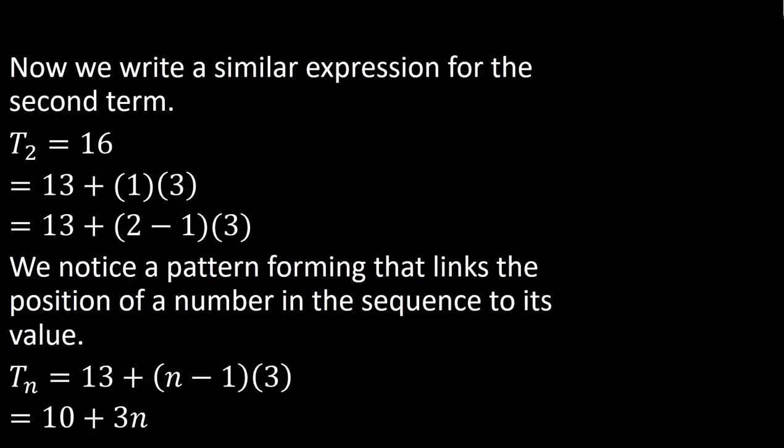And hopefully it will start making sense as you look at term 2. We're going to now write a similar expression for the second term, which is 16. 16 is 13 plus 1 times 3. So there's my common difference, and if I times that by 1, I'm going to end up with 3. 3 plus 13 will give me 16. I can rewrite 1 as the term position, which is 2, minus 1. So (2 minus 1) times 3 will still give me the same value as 1 times 3, of course. So we'll start noticing this pattern that's forming.